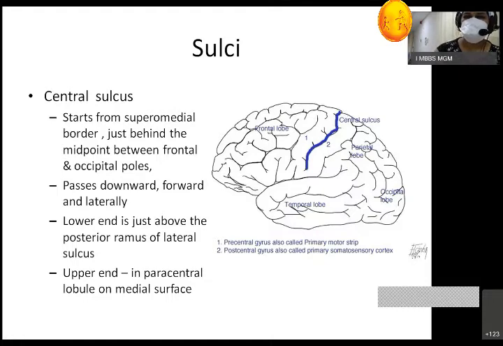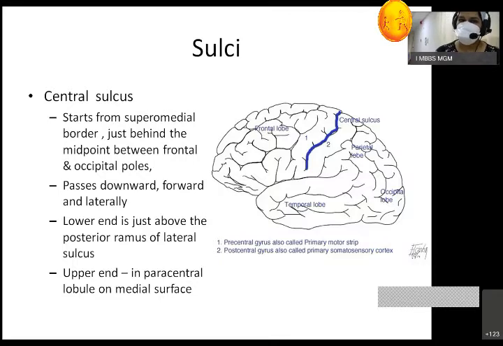Where there is a gyrus formed around this central sulcus, it is called the paracentral lobule. So the gyrus around the central sulcus on the medial surface is called the paracentral lobule. So what is the central sulcus? It is the sulcus starting from the superomedial border just behind the midpoint between the frontal and occipital pole.